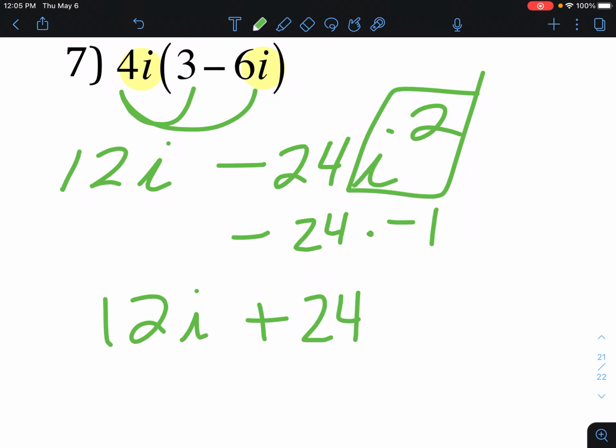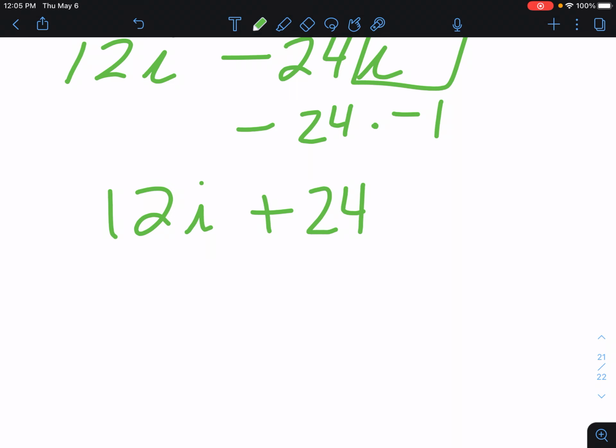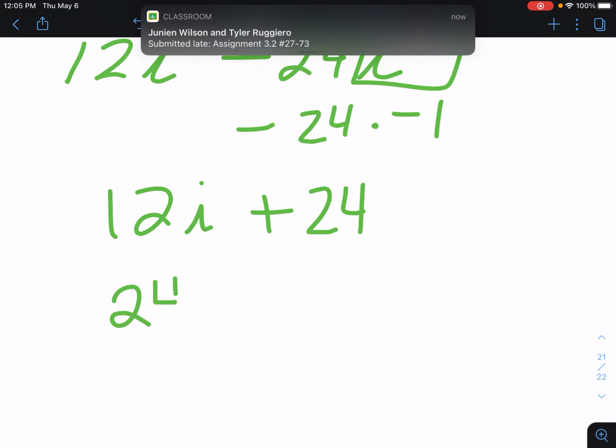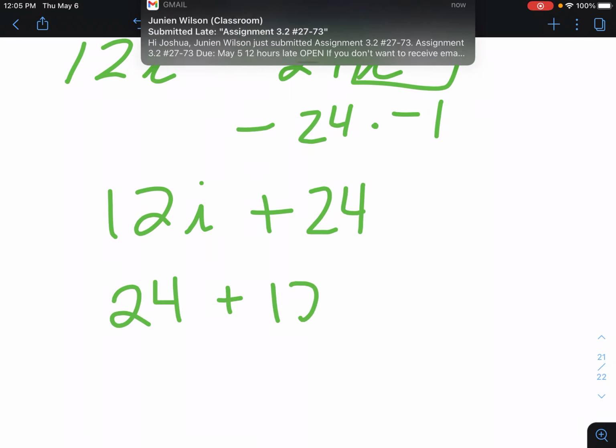Bring down your 12i. But we're going to write it where the imaginary number is at the end. So let's just rearrange this: 24 plus 12i.